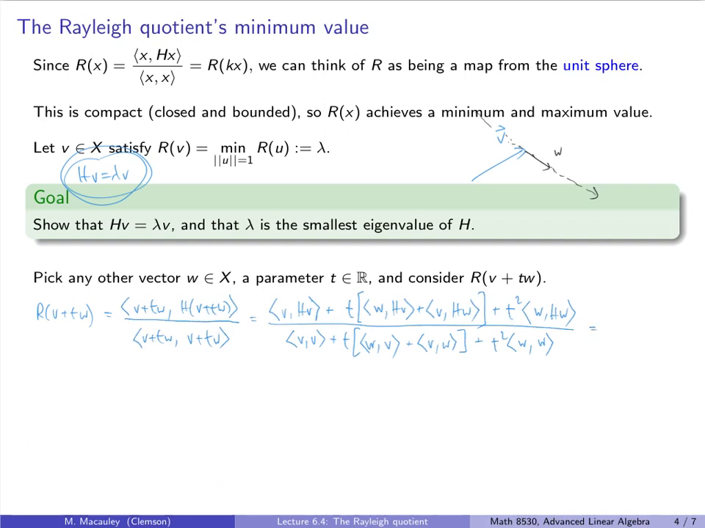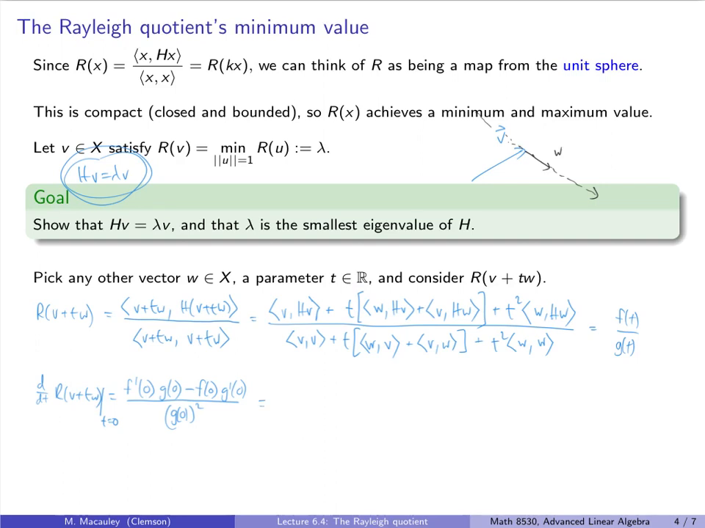Okay, so to take the derivative, I'm going to have to apply the quotient rule. Let me call the top f of t and the bottom g of t. Now we have to take the derivative of r of v plus tw and set it equal to 0. Actually, I'm going to do this at t equals 0. So it's going to be f prime of 0 times g of 0 minus f of 0 g prime of 0, over g of 0 squared. We're going to set this equal to 0, so I don't really care too much about the bottom, because for this to be 0, the top has to be 0.